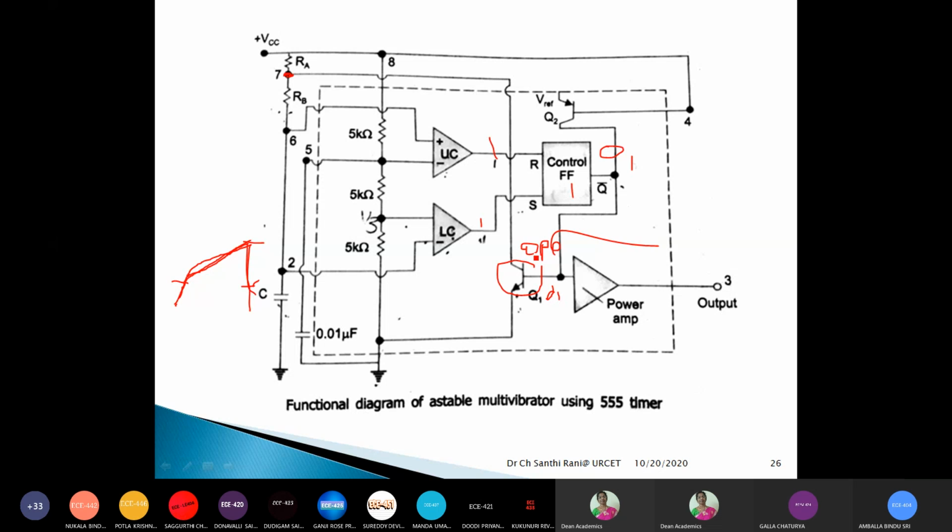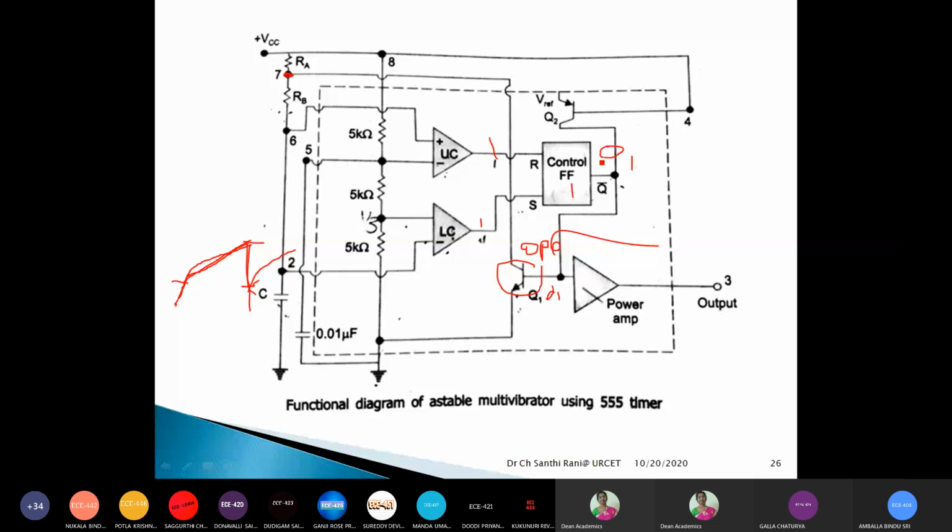Now when it is an open switch, there is no clamp here, no short circuit here. The capacitor starts charging toward VCC. So again, when the capacitor voltage reaches slightly above 2/3 VCC, when it crosses 2/3 VCC, the upper comparator will set its output as 1. So the control flip-flop will be set to 0.